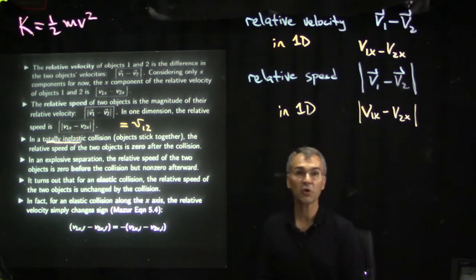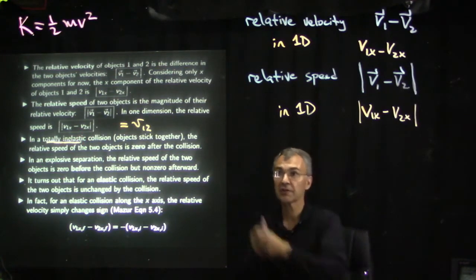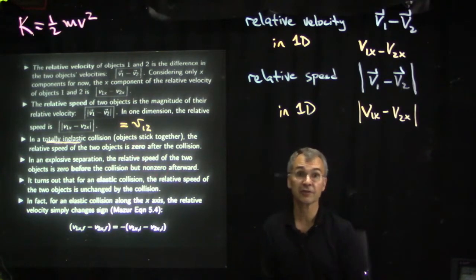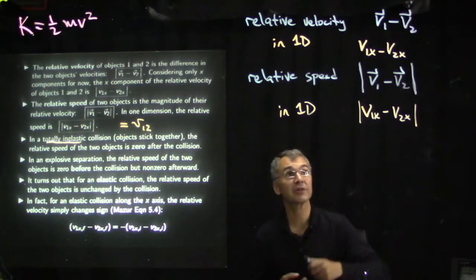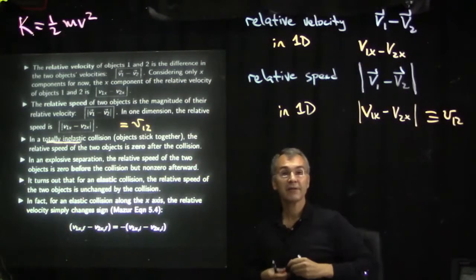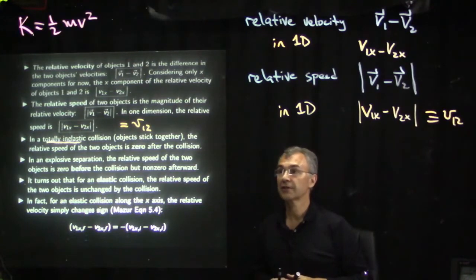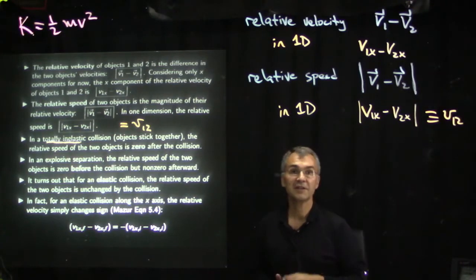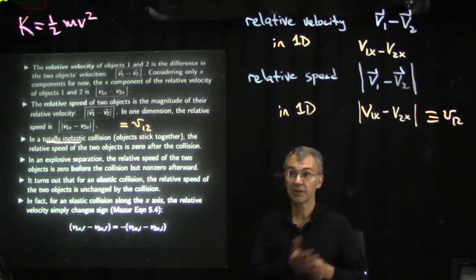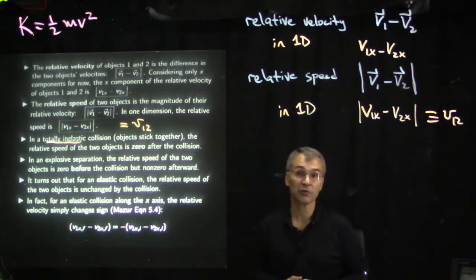In a totally inelastic collision where the two objects stick together, the relative speed of the two objects is 0 after the collision. Okay, so after the collision, the two objects' relative speed is 0. In an explosive separation, the relative speed of the two objects is 0 before the collision, but it's non-zero afterward.